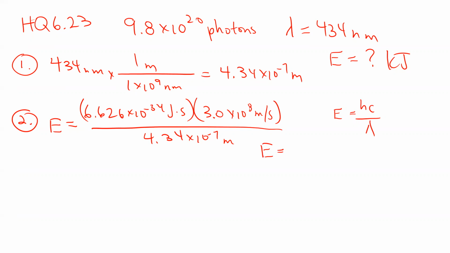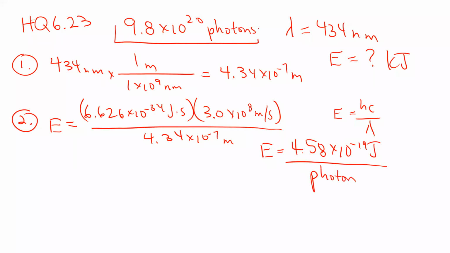So 6.626 times 10 to the minus 34 times 3 times 10 to the 8. And we divide that by my wavelength, 4.34 times 10 to the minus 7. I get an energy of about 4.58 times 10 to the minus 19 joules per photon, right? This is the energy for one photon.